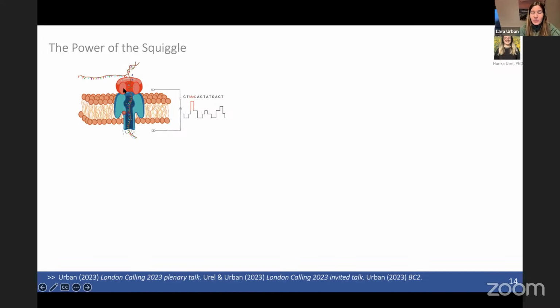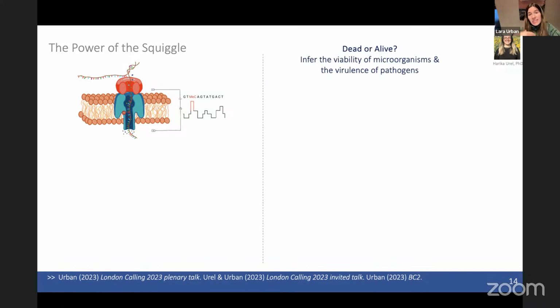Let me remind you that the squiggle is the actual disruption of the ionic current while the nucleotides are passing through the nanopores, and they are decoding information about the DNA sequence, but also information about potential epigenetic modifications. Now, in a lot of the approaches that I've shown you, when we do this shotgun sequencing or metagenomic sequencing, we are just sequencing the entire DNA of microorganisms.